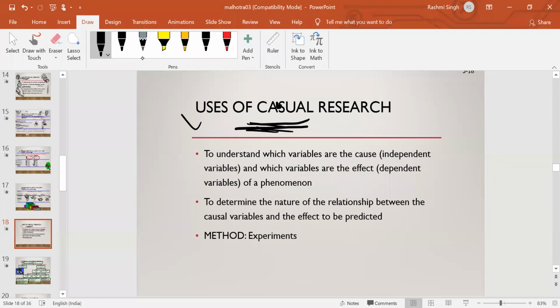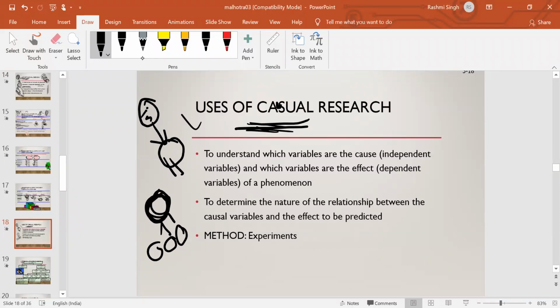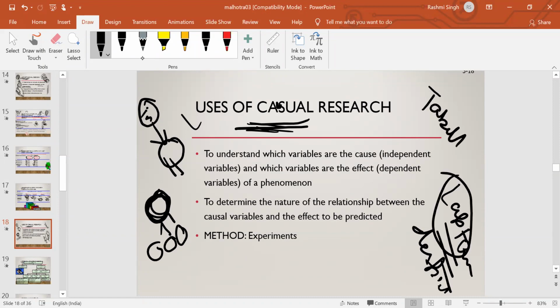So uses of causal research. Causal research is basically a cause and effect type of relationship. Means what is the effect of, let's say, income on consumers' expenditure. What is the effect of Reliance Jio in the telecom industry on the other competitors in the market? Again, it's a cause and effect relationship. Emergence of laptop on desktops, again it's a cause and effect. Or the emergence of, let's say, tablet on laptop, again a cause and effect relationship.